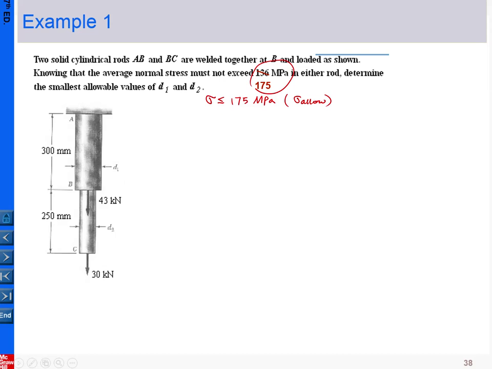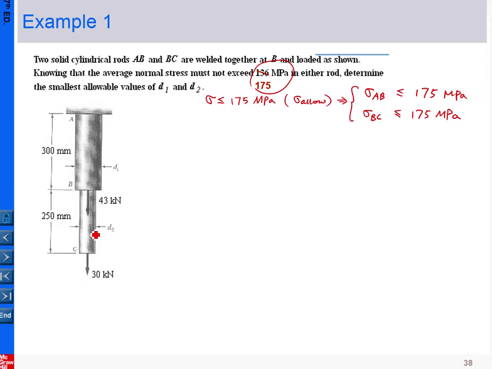In this case, from these translations, we want to know the sigma in shaft AB equal to how much, which must be less than or equal to 175 MPa. The same thing for the stress in BC, which must also be less than or equal to 175. That is the translation from the problem statement. And now let's look at how to solve this one.